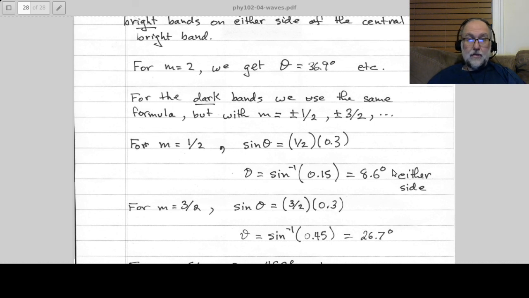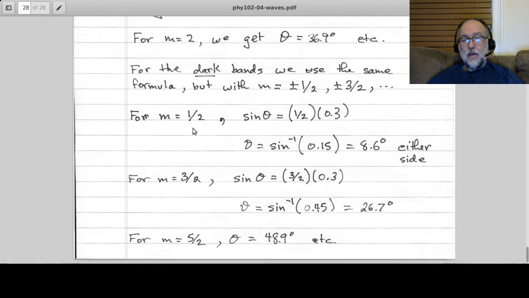Okay, and then bright bands again, and then the next set of dark bands past that is M is equal to 3 halves. So if you put 3 halves in there, the inverse sine of 0.45 is 26.7 degrees. Okay, and I didn't show all the details here, but if you want yet the next ones, then you're going to be at M is 5 halves, and that's at 48.9 degrees.